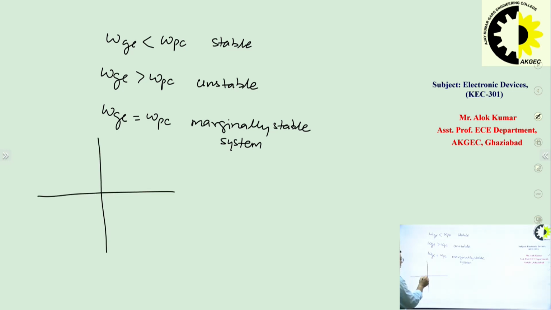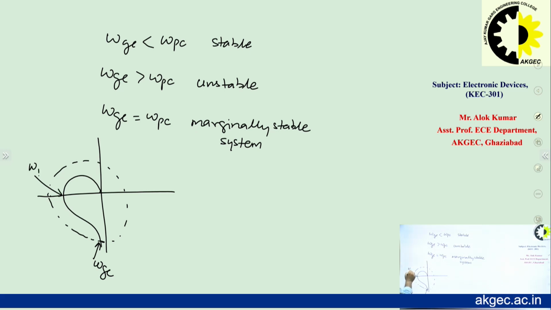For the first condition, the polar plot will be like this, that is omega GC is less than omega PC. That means the unit circle is intersecting the plot here. So this is omega GC and this frequency is omega PC. In this case, omega GC will be lower than omega PC. So this is the example of a stable system.